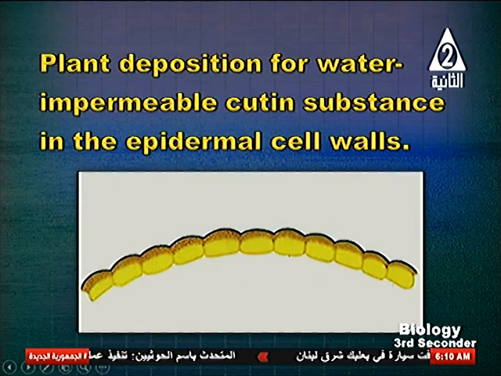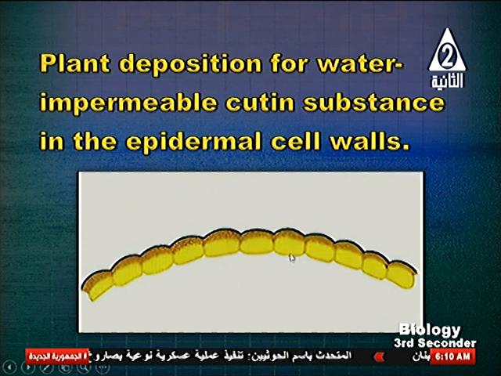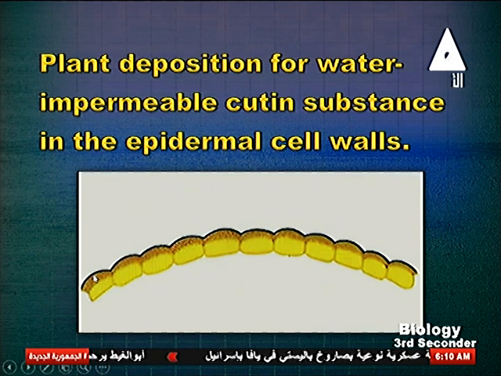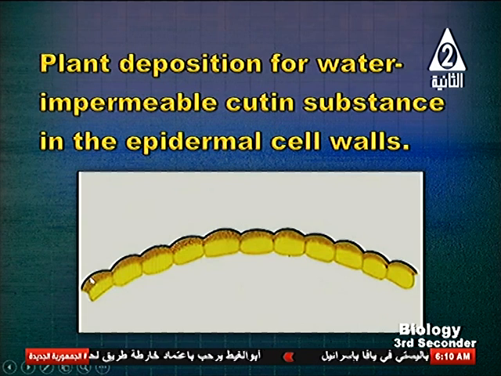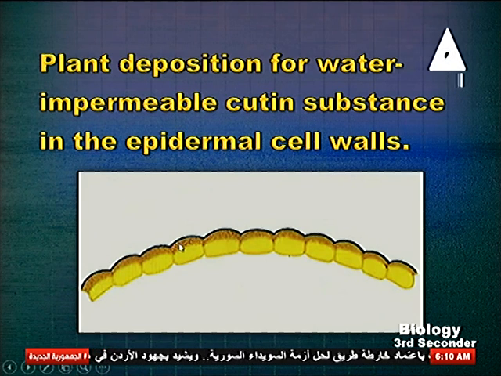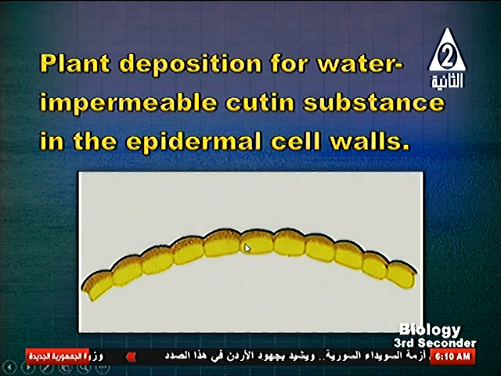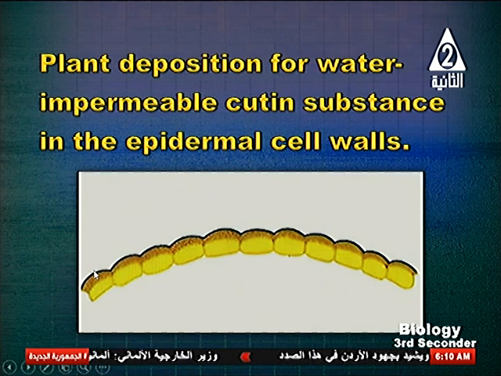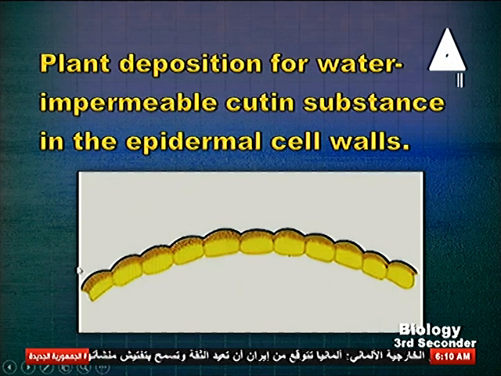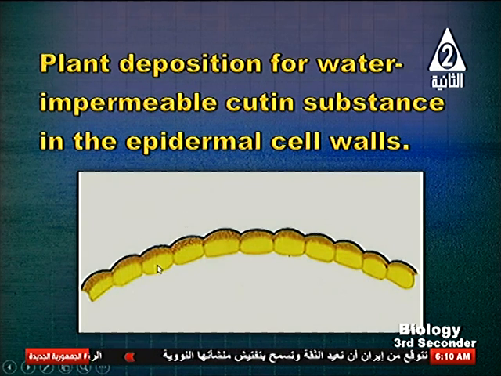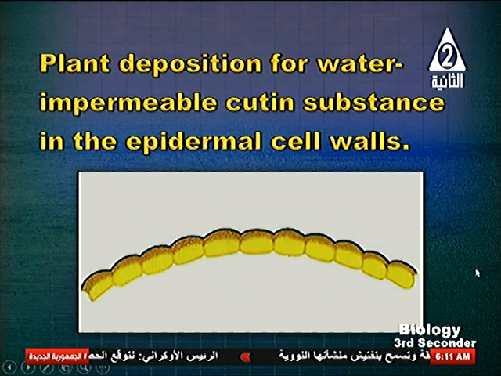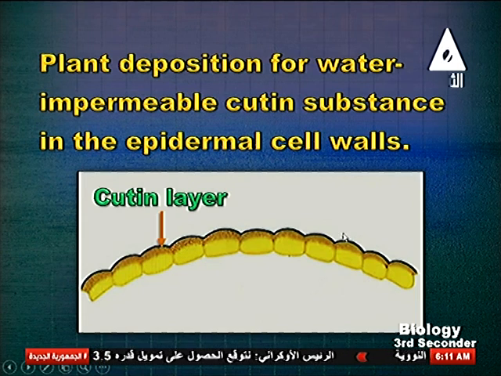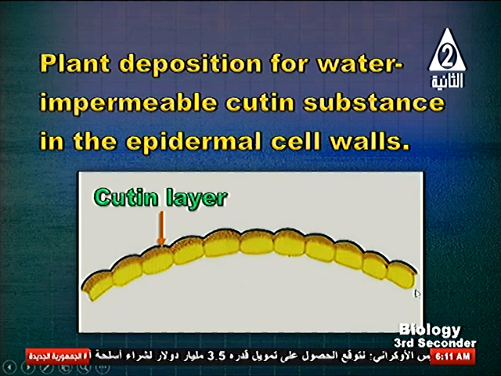Another example is deposition of cuticle, or cuticle layer, on the epidermis, whether upper or lower, except at the stomata in the plant leaves. Cuticle is a water impermeable material deposited on the epidermis on one side. Pay attention here: cuticle is deposited on the plant cell from one side only, not all sides. It prevents the passage of water, so it helps the plant cell to save its water content. This is the cuticle layer, covering the epidermis from the outside.